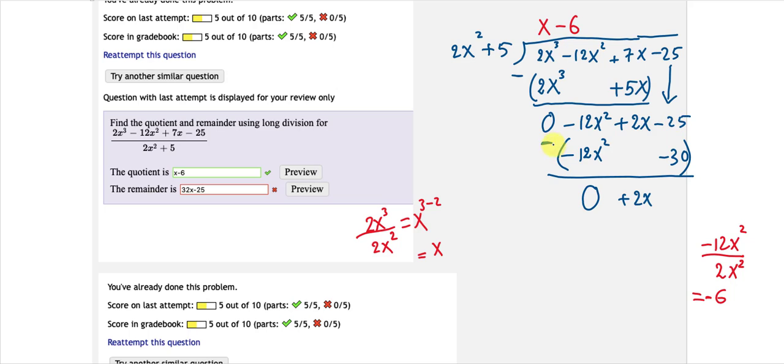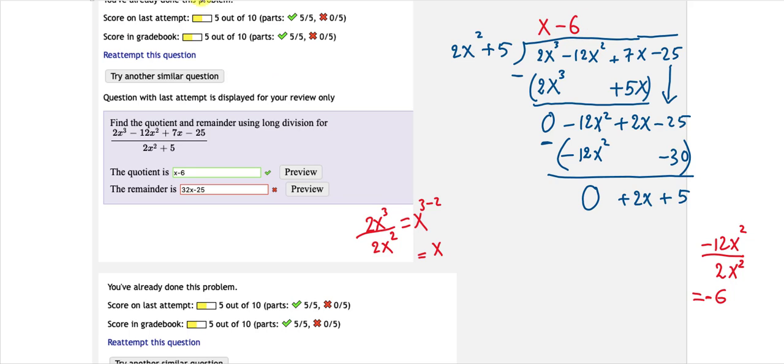Minus 25, minus becomes plus, so minus 25 plus 30 gives me plus 5. And we don't have any more terms to carry down, so that is the end. Before, we had the next term minus 25, so I carried that down and then continued the division. But now we don't have any more terms from the numerator, so we are done. We stop here. So this is the answer.